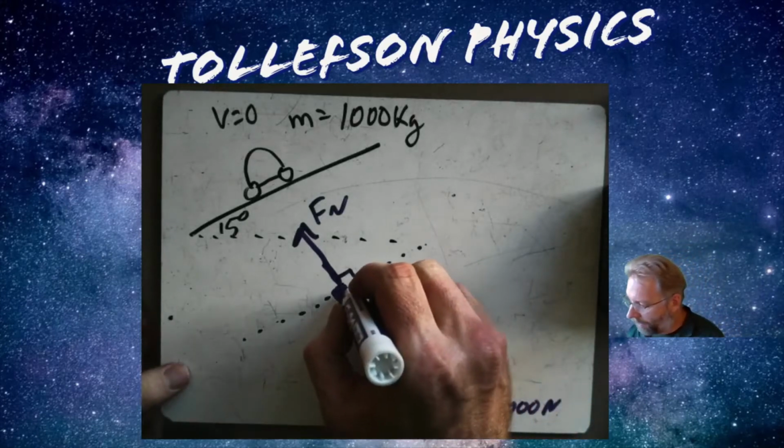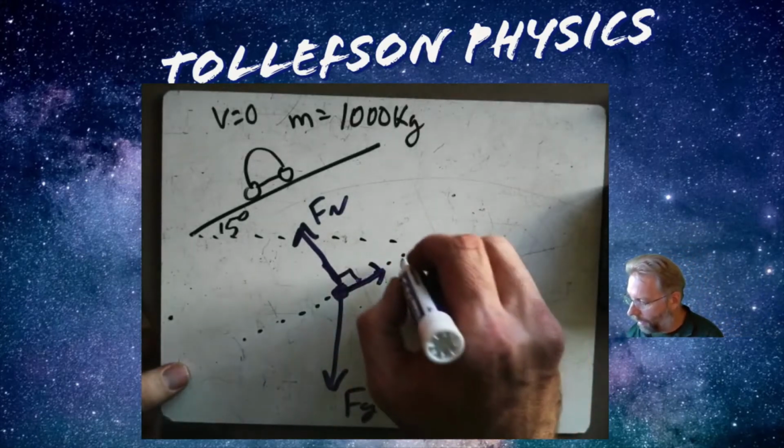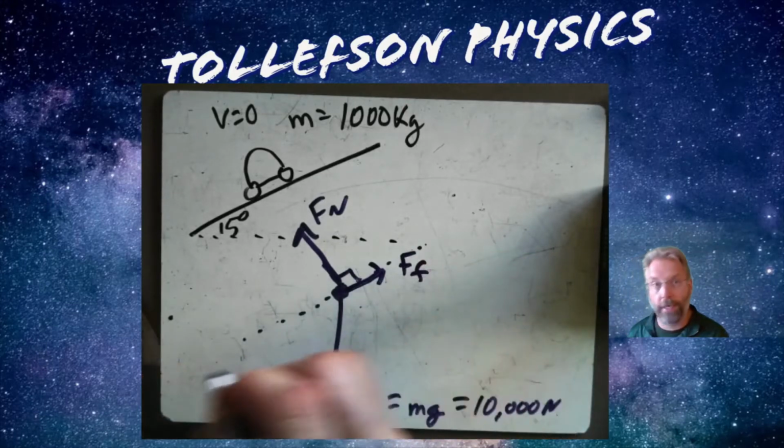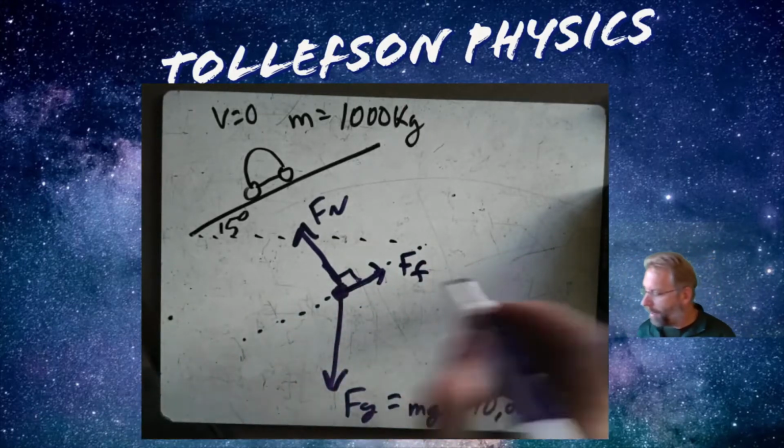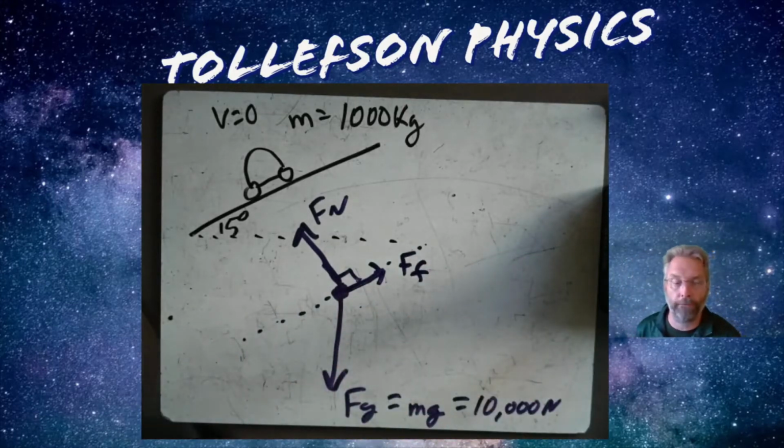And so I'm going to add a force that holds it on the hill. And that force is because of the tires against the pavement. And so that's going to be the force of friction. All right, so this is what my force diagram is going to look like.